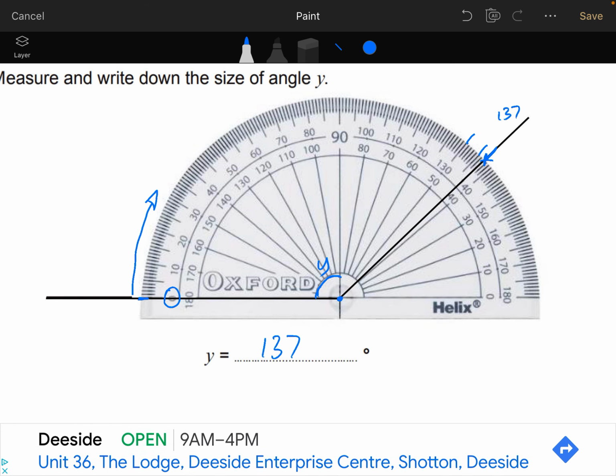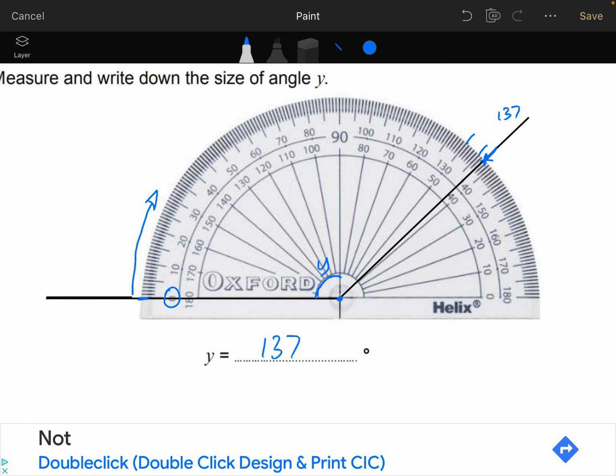Being careful that you do not read from the other scale that's there, because this scale here starts counting from 0 here. We're not interested in that. We're really careful that we've counted from the 0 scale on the line and gone all the way around the outside. And we can see that it is in fact an obtuse angle. That angle there is bigger than 90 degrees. So if I'd got the other scale, I would have ended up with an acute angle. So I could have told probably by checking at the end that it didn't look quite right.